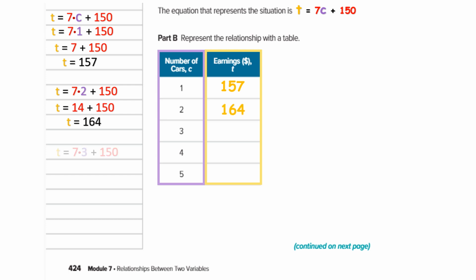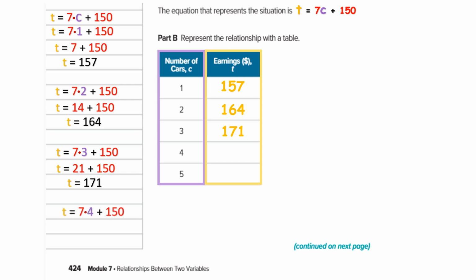I do the same thing with 3. I'm going to plug in my number 3 for my independent variable. I'm going to do my multiplication. 7 times 3 is 21. I add that original 150 that I had already made from my first fundraiser, and I end up with, if I wash 3 cars, I get $171.